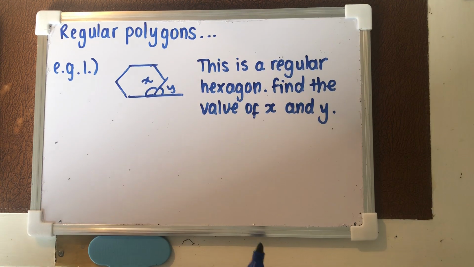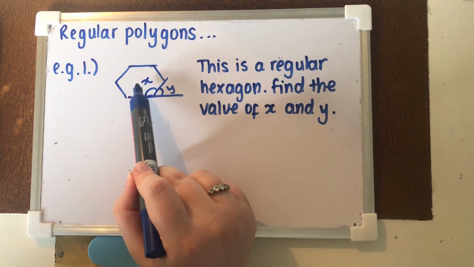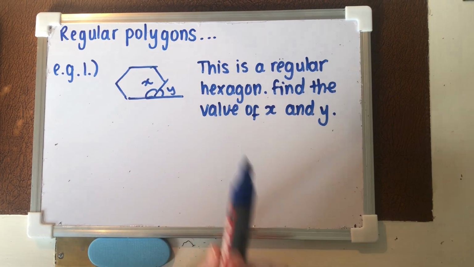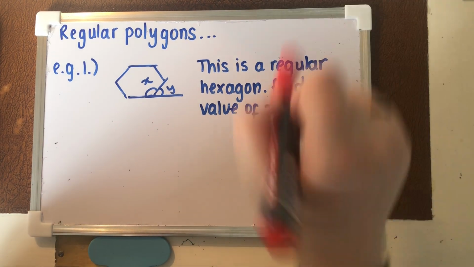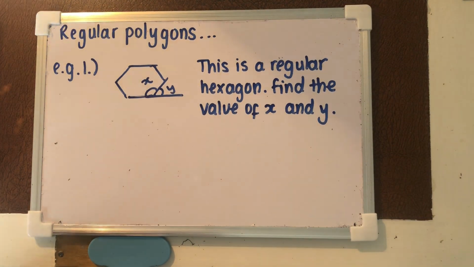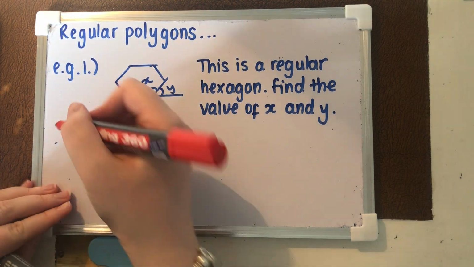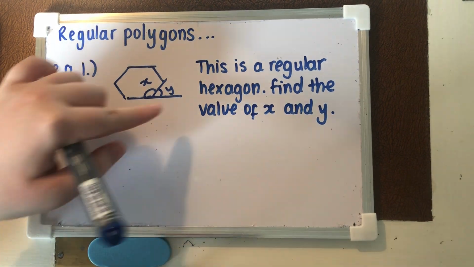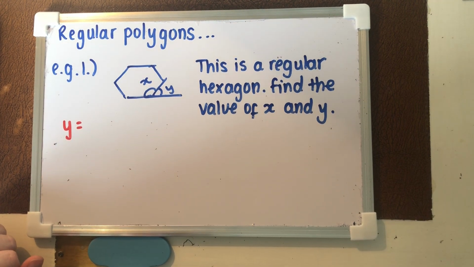of x and y. So from the diagram from last time, x represents the interior angle, so that's the angle inside, and y represents the exterior angle. Now I'm actually going to start with working out y because I think finding y is much easier than x. So we're going to start with y. From last time, the sum of all the exterior angles on any shape, doesn't matter how big or how small it is, is 360 degrees.